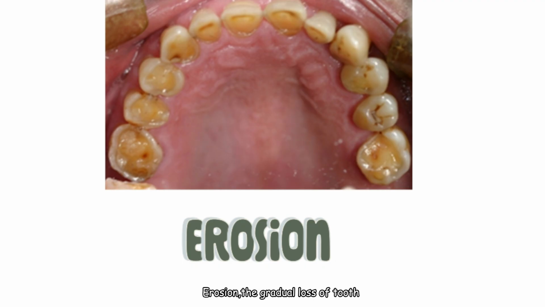Erosion. The gradual loss of tooth structure due to chemical wear, often caused by acids from gastric reflux in conditions like bulimia or acidic foods and beverages. Erosion typically affects the lingual surfaces of maxillary anterior teeth, leading to sensitivity, discoloration, and even changes in tooth shape.